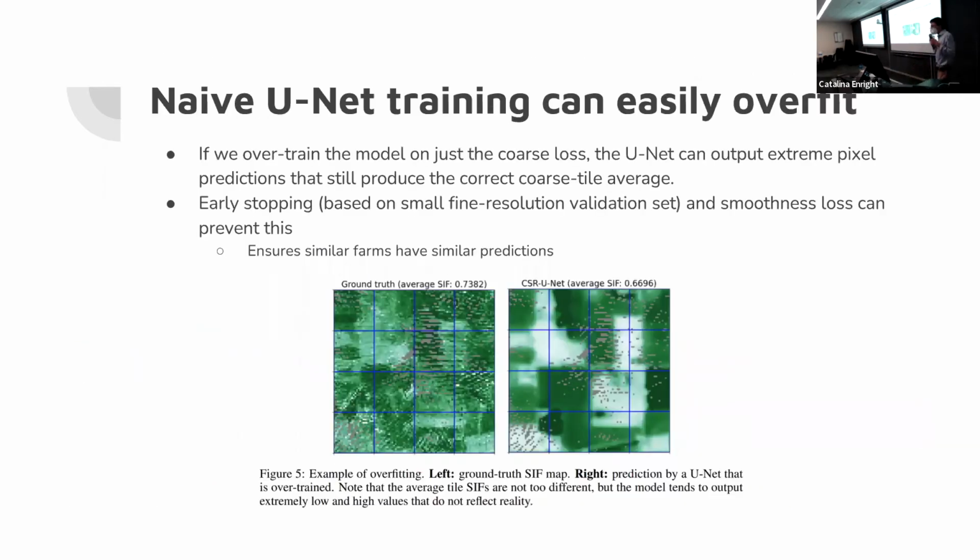But of course, this is not quite enough yet because, as I mentioned, there's an infinite number of pixel SIF predictions that could produce the correct average. In particular, we observe that the model can often produce really extreme predictions that still produce the correct average. For example, here, this model is thinking that some fields are super high and super low SIF, and they still average to the correct value, but the predictions for individual fields are not very accurate. So to avoid this issue, we need some kind of regularization. Basically, we're trying to ensure that similar farms have similar predictions. By similar farms, we mean that they have similar Landsat reflectance values and other features.